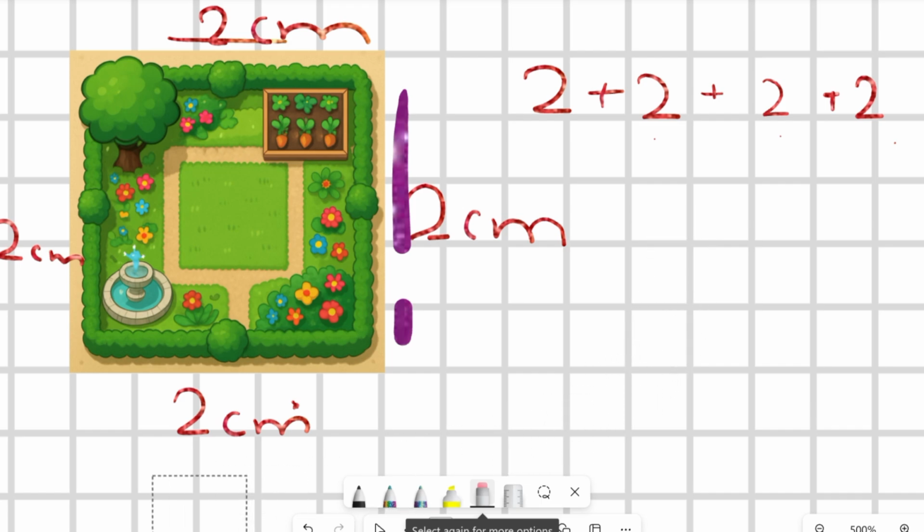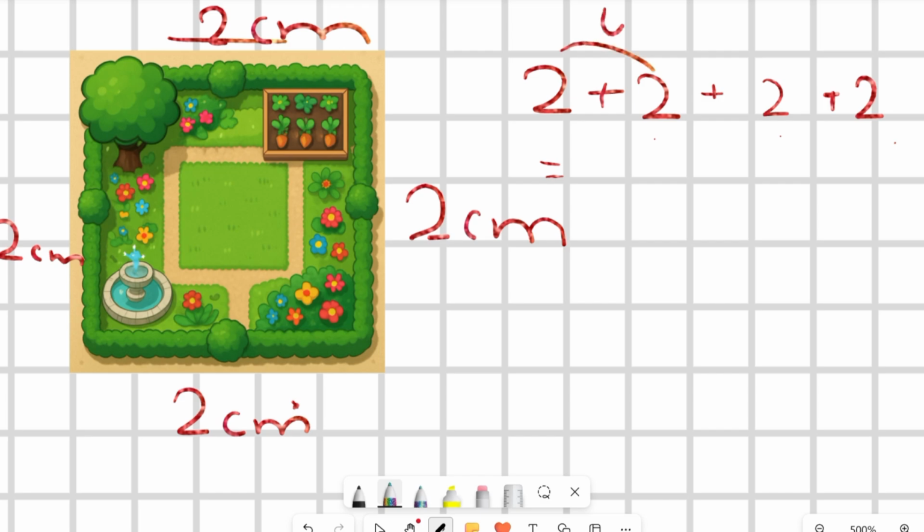Okay, so let's just do it. Now we are going to add it again. 2 plus 2 is 4. 4 plus 2 is 6. 6 plus 2 is 8. So, if a square has each side of 2 centimeter, the perimeter of the square is gonna be 8 centimeter.